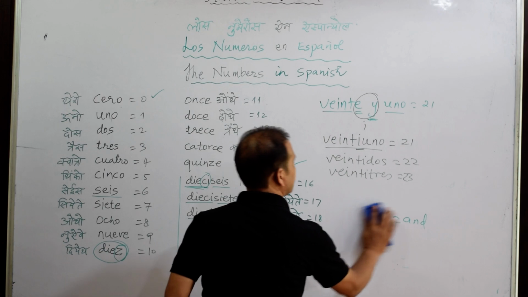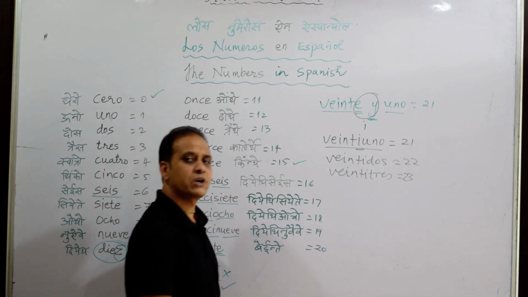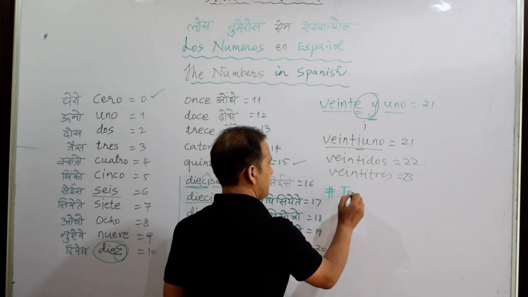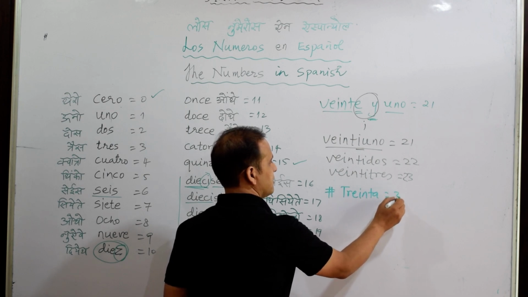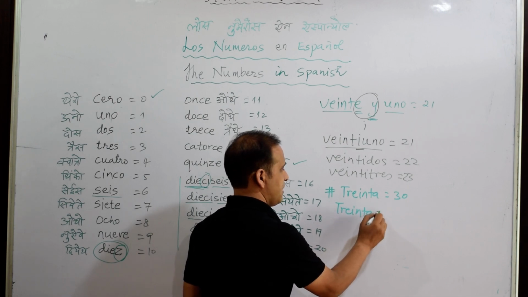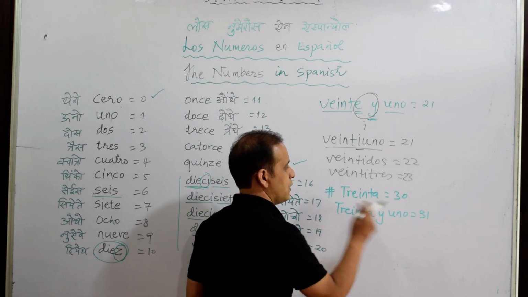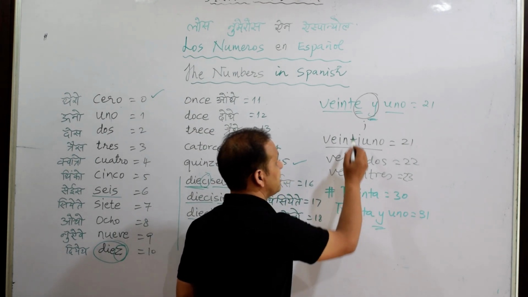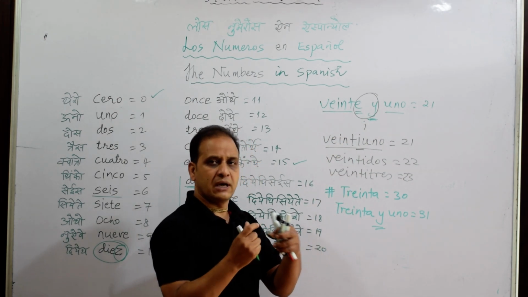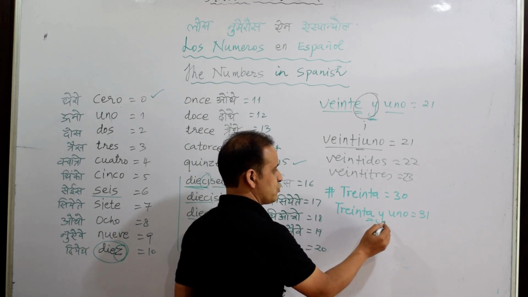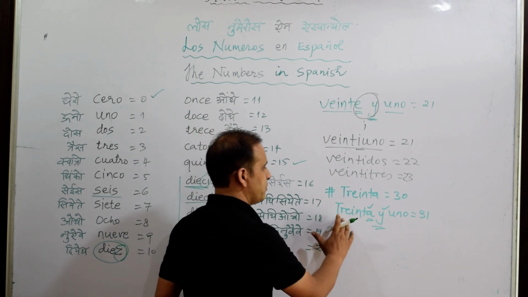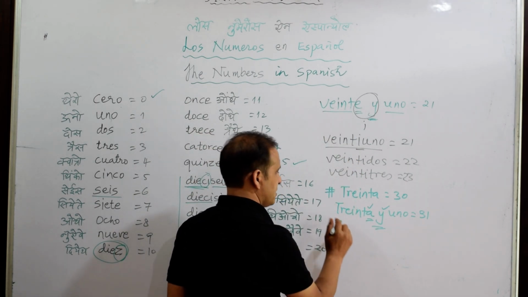Okay, so what I will tell you, 30. What is 30? 30 is treinta. Treinta. That is 30. And then 31. Treinta y uno. Here you won't do the way you have done here, because here the situation was different. Both these vowels had the same sound, but here we don't have that situation. Here it has an A sound, it has an E sound, although both are vowels. So here it will be 31. You will not do like this.